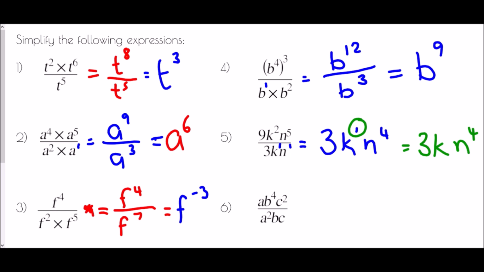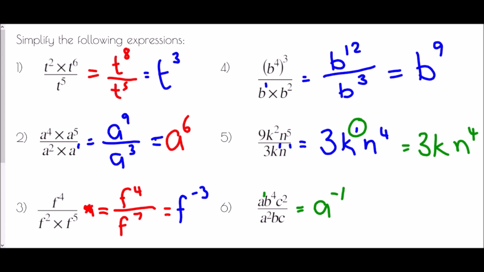And so in our final question, we've got a b to the power of 4 c squared divided by a squared b c. Now again here, we just need to deal with this one letter at a time. So we've got a divided by a squared. Now remember, that is a to the power of 1. So if I were dividing there, well, a to the power of 1 divided by a to the power of 2, I'd want to subtract the powers. I would actually have a to the negative 1.